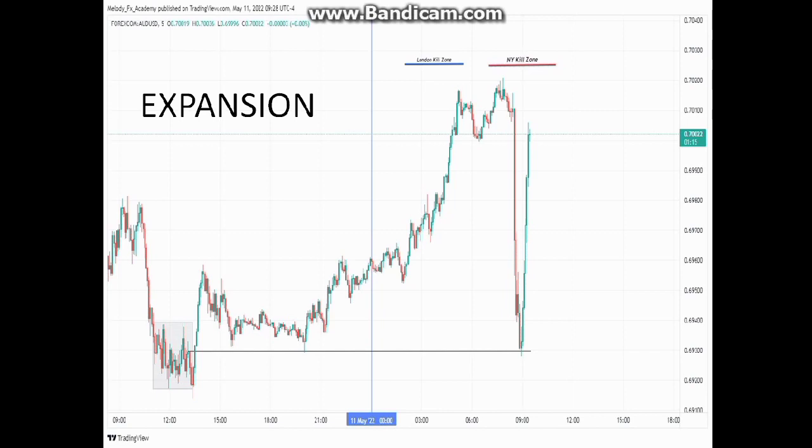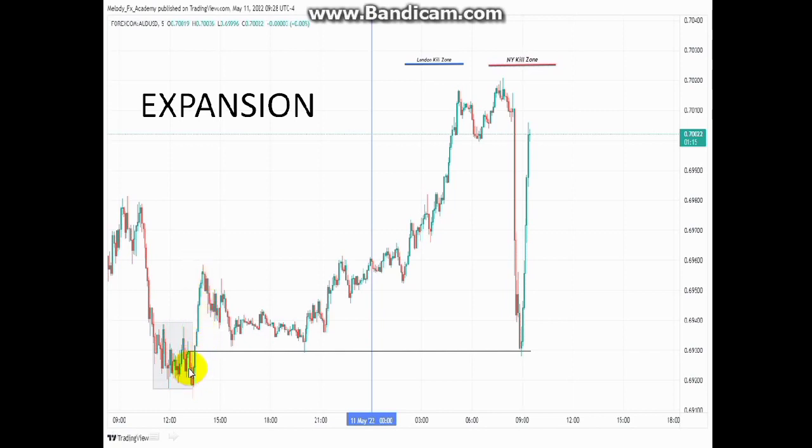What should we expect after the midnight open? What is the first state the market should be in? It's consolidation. If this is our 12 a.m. midnight New York candle opening price, we should see some level of consolidation, which is what we have here. This will be our consolidation and this will be our expansion. This is our expansion right here.